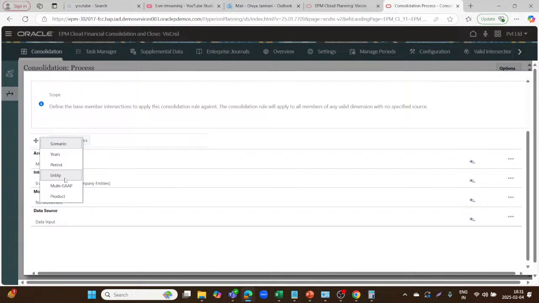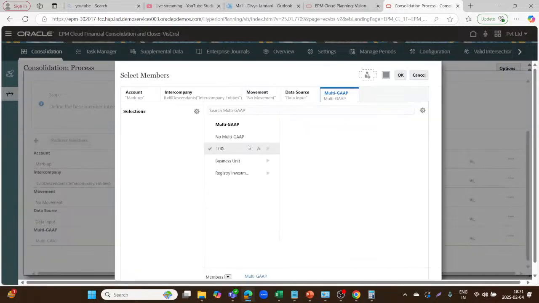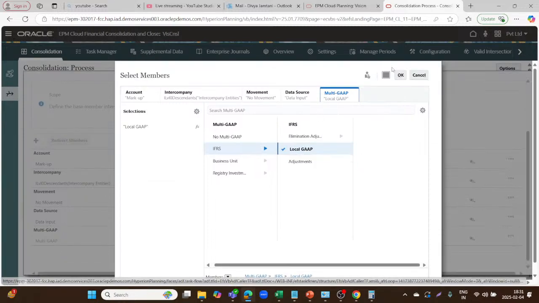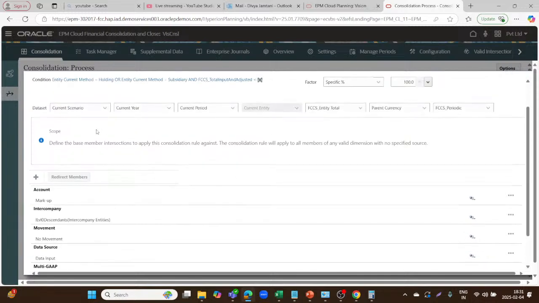And the next I'll take multi-cap. I'll define the member value as local cap. So these are all my accounts. If you see, we have taken scenario as whatever is the current scenario, current year, current period.